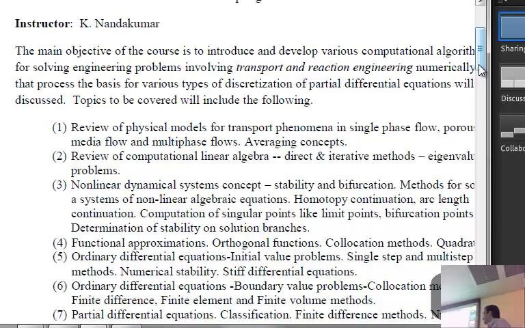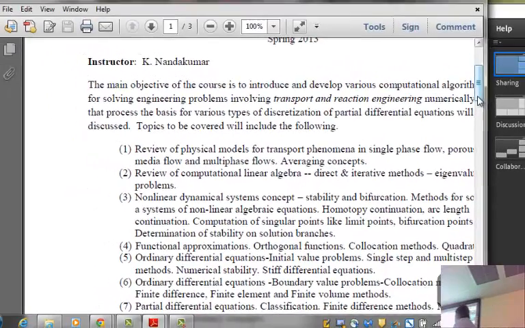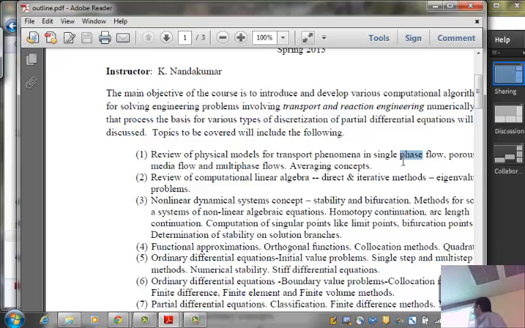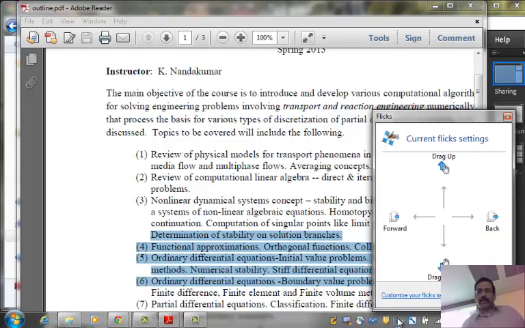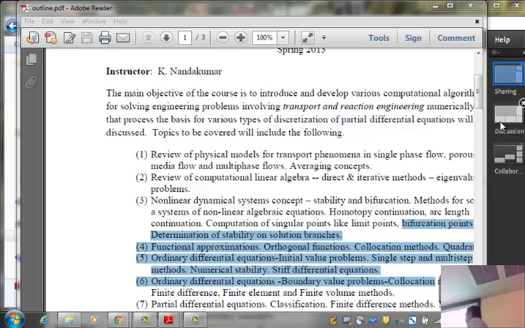The course is going to cover numerical methods for solving engineering problems. Okay? So we will cover a whole range of topics, starting with physical models, which is what I'm going to do today, moving on to review of linear algebra, nonlinear dynamics, functional approximations, and then differential equations, ordinary differential equations, partial differential equations, by a variety of methods. The methods will include finite difference, finite volume, finite element, etc. So it's an introduction in that sense, but it is a graduate level introductory course.